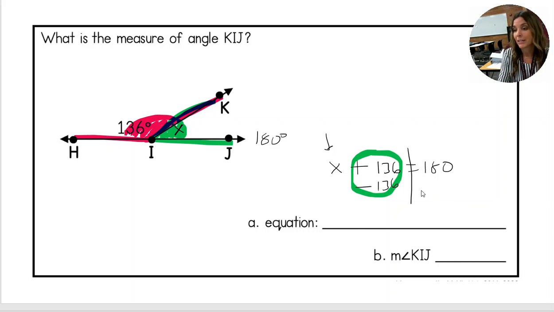They're a 0 pair. So now whatever I do on one side, I want to do the exact same thing on the other side. So my equation is x plus 136 is 180, and the measure of that angle is x equal to 34 degrees. Okay, the measure of angle KIJ is 34 degrees.